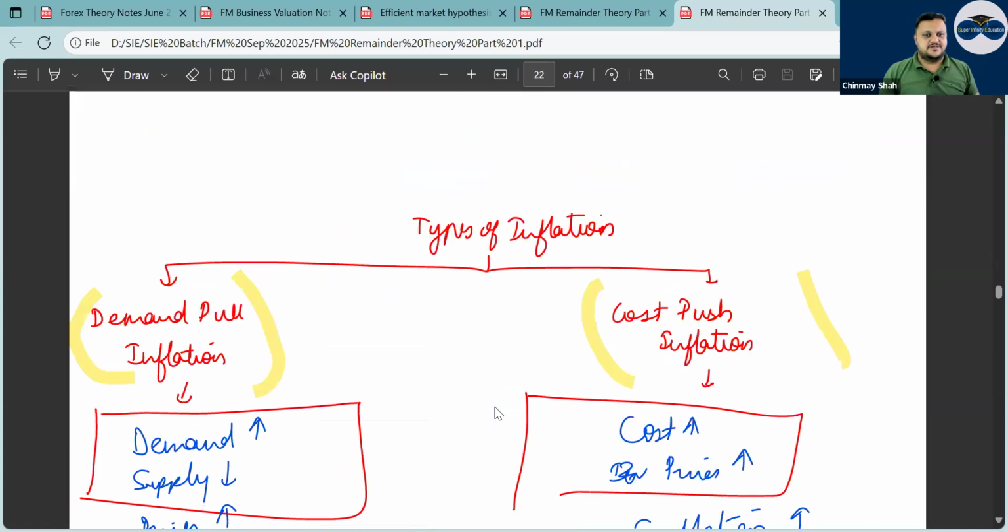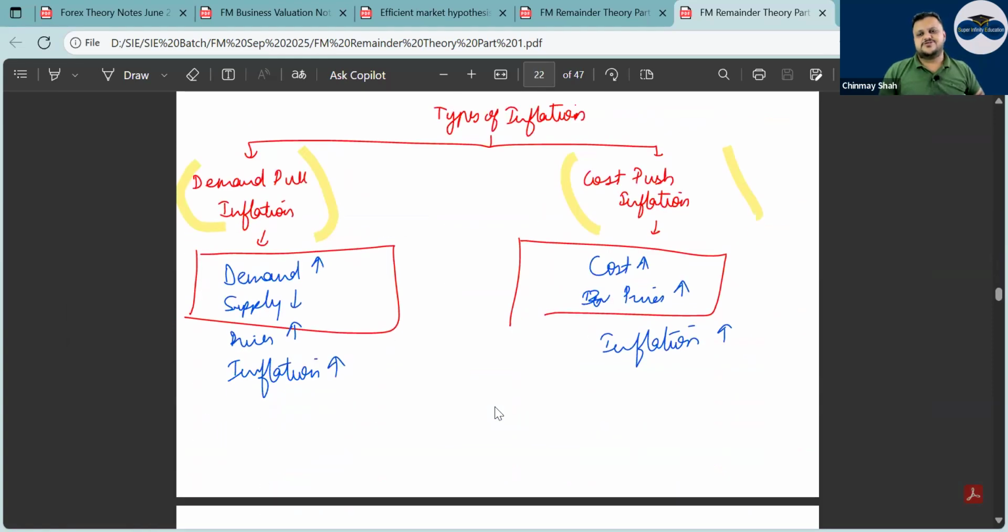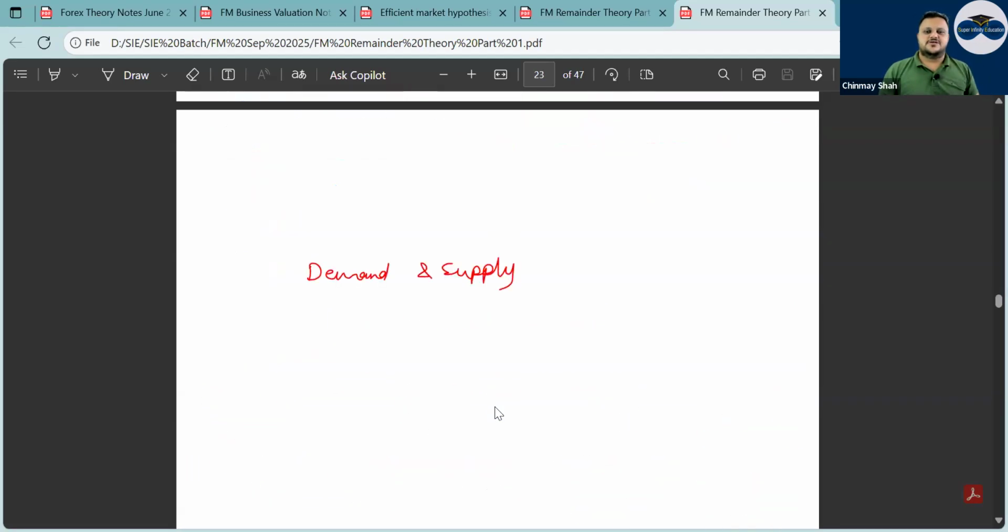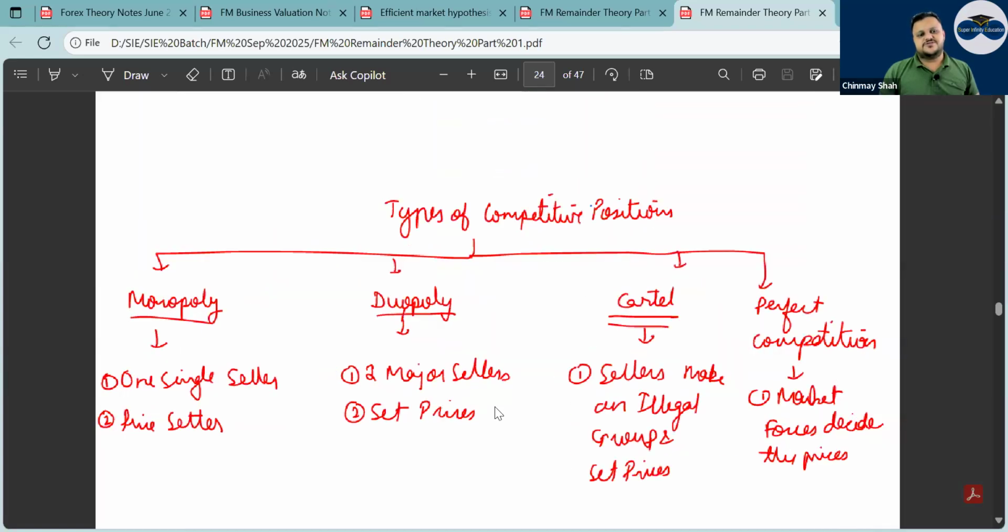Then reserve ratios, types of inflation, demand pull inflation. The demand goes up and it leads to price going up, hence inflation going up. The supply is obviously lower. Cost push inflation, that obviously the cost of certain goods or certain inputs goes high. You have to increase your selling price.